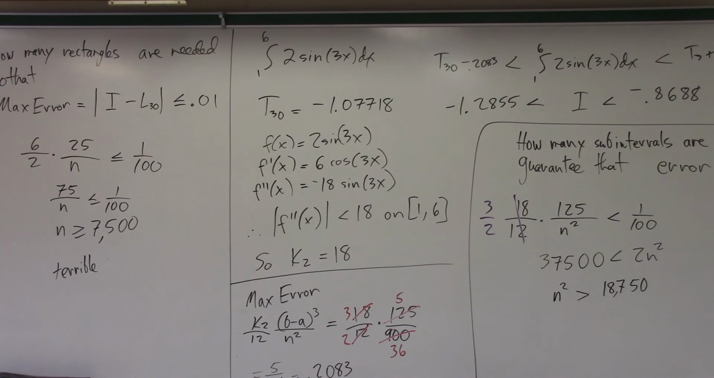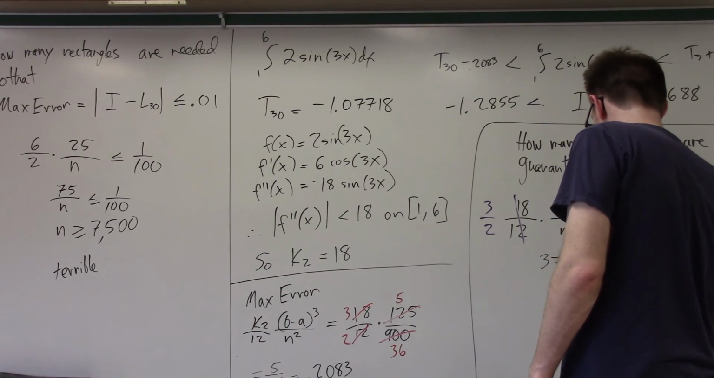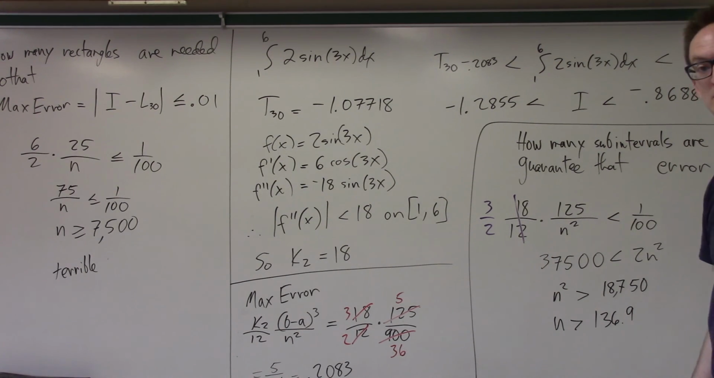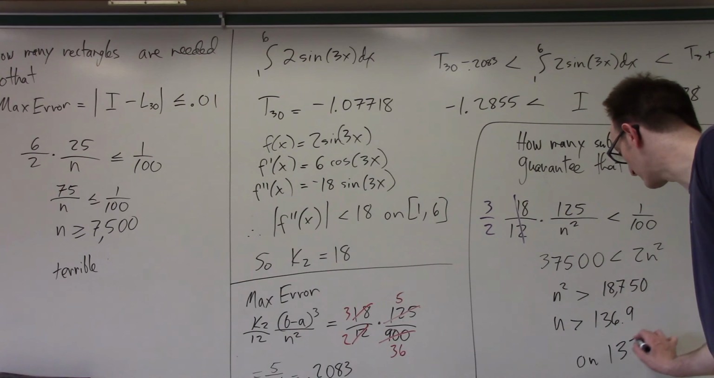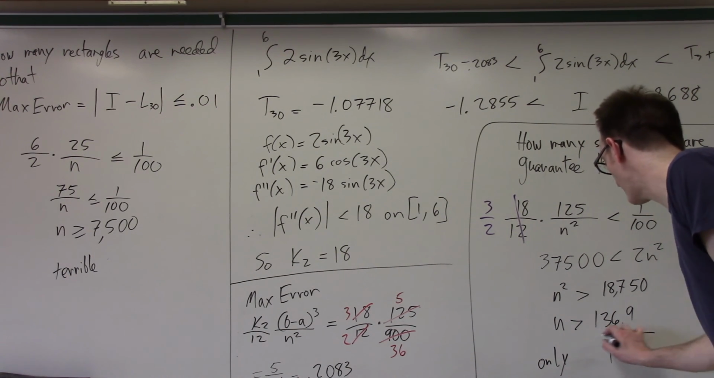Yeah. So can you take the square root of 18,750? What do you get? The square root of 18,750 is 136.9. So n has to be bigger than 136.9. In other words, how many subintervals do I need? 137. Only 137. Okay, that's kind of awesome.